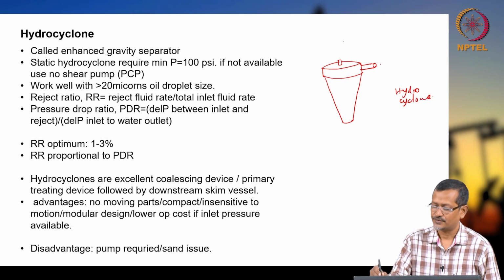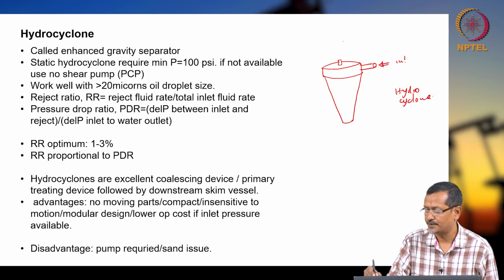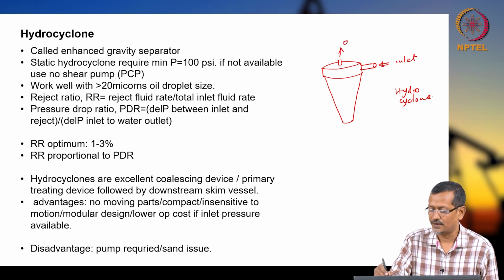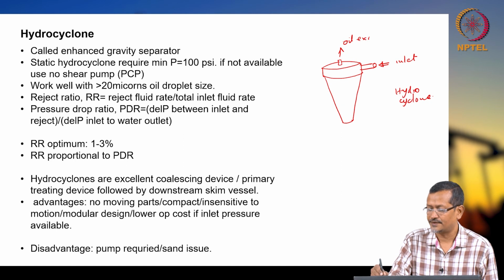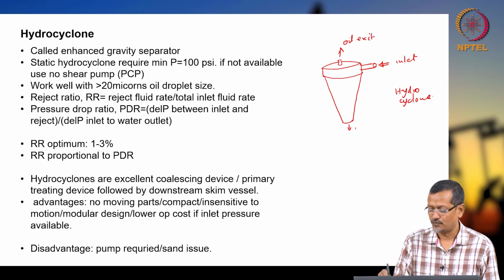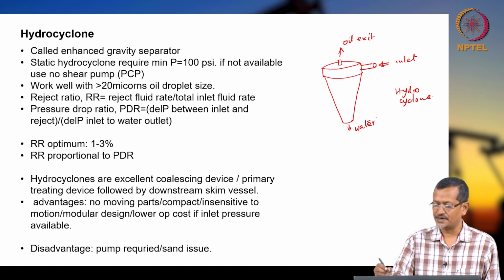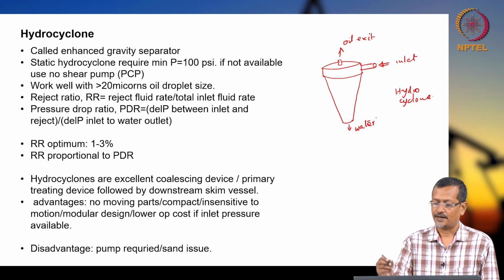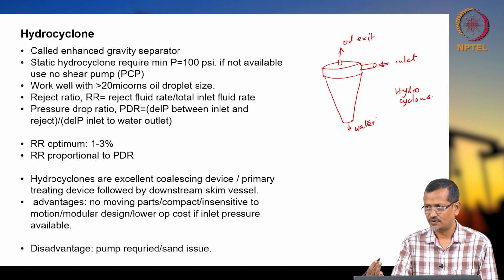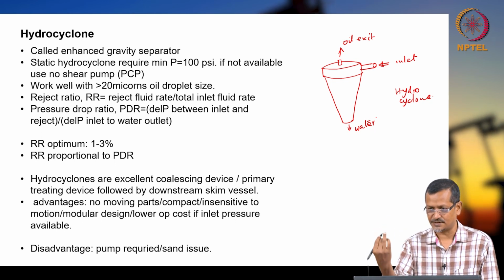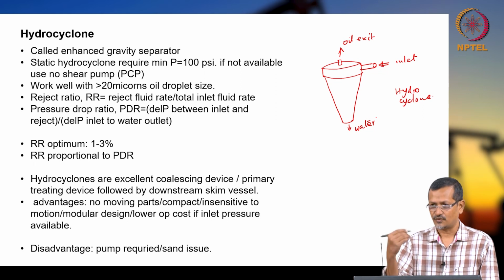So hydrocyclone will have one inlet port, one exit port for oil exit, and water exit. So this is one cylindrical section and it is having one mixing section. Also you are creating lots of vortex or vortices inside the system, and that will be separating oil and water.